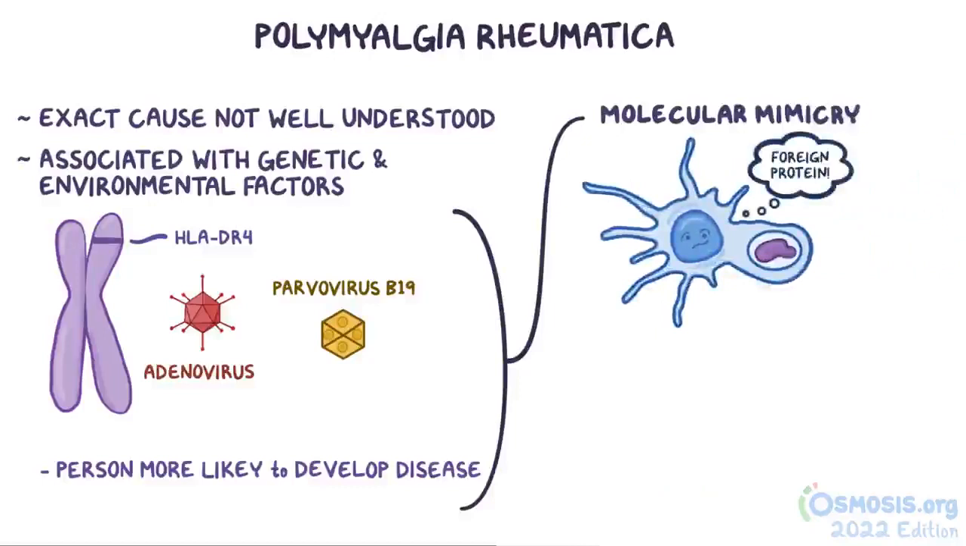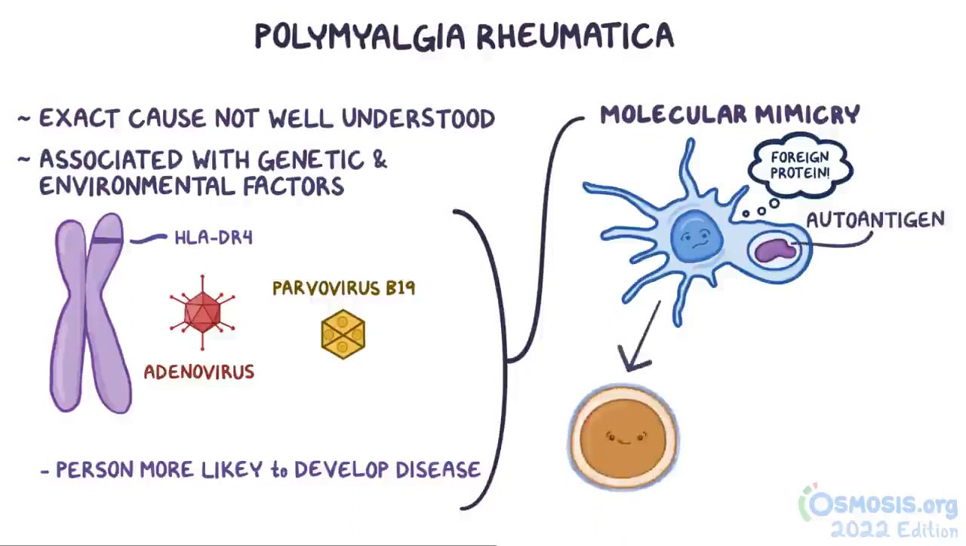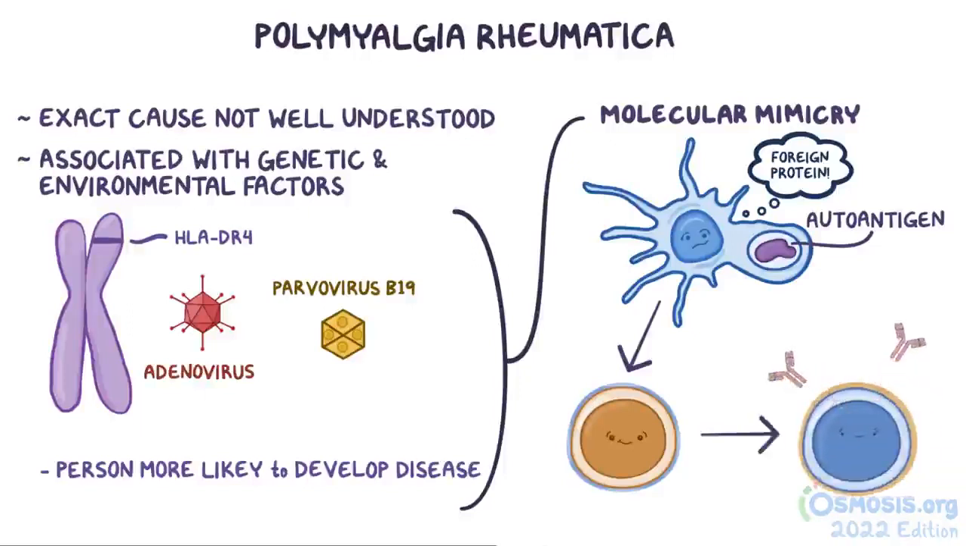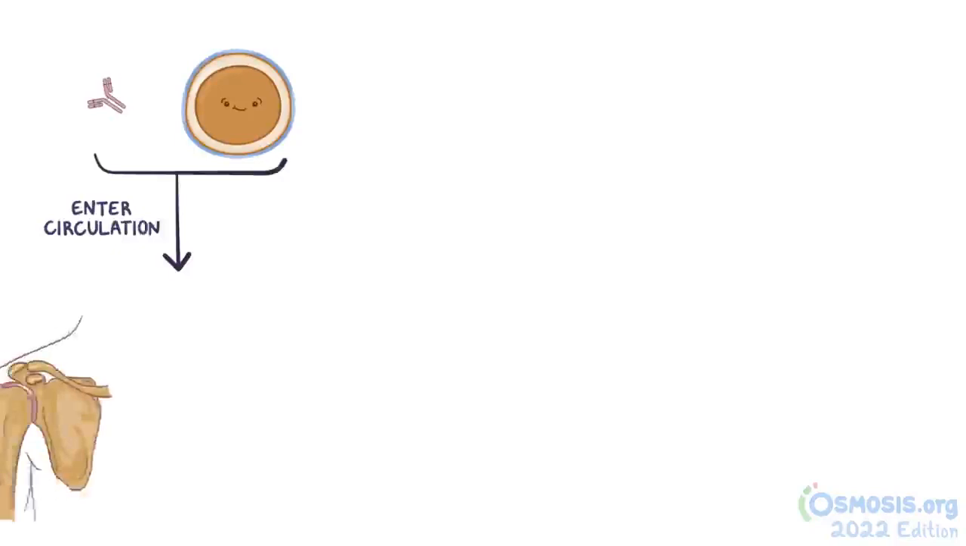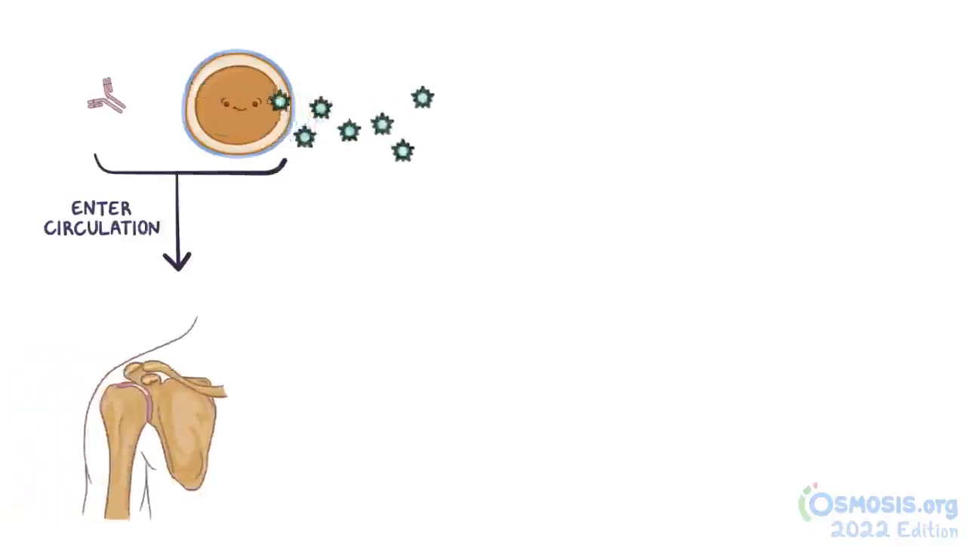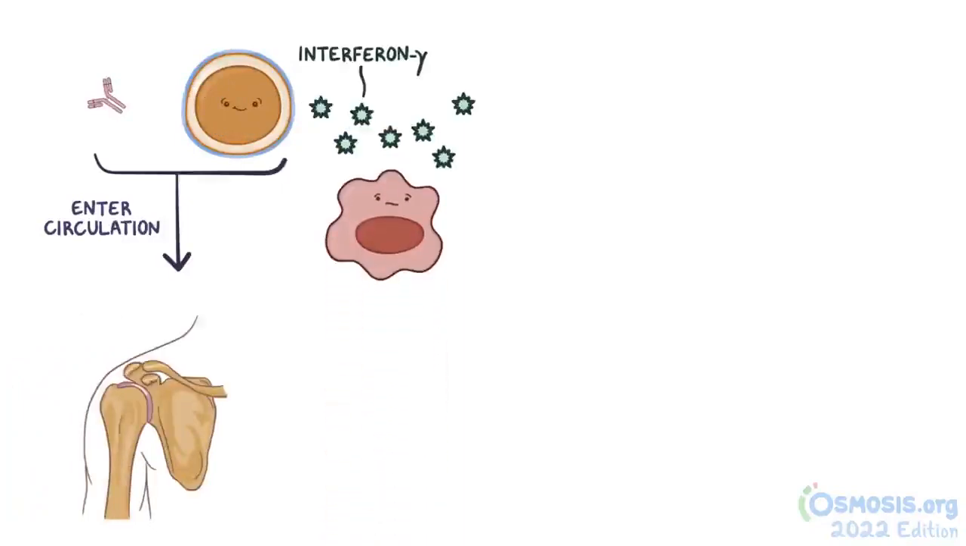When our own proteins trigger an immune response, the protein is called an autoantigen. So these autoantigens get picked up by antigen-presenting cells, which go on to activate helper T cells. These helper T cells in turn activate B cells, which start producing antibodies against the autoantigens. Then both helper T cells and antibodies enter the circulation and reach the large joints, like the shoulder and hip. Once there, they secrete cytokines like interferon gamma to recruit more immune cells like macrophages.